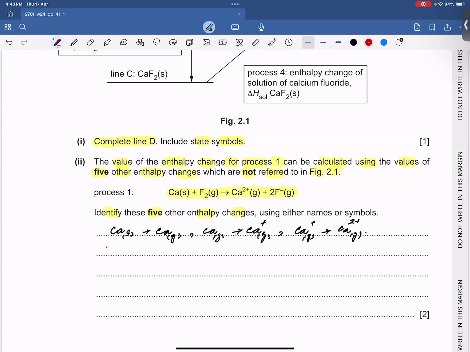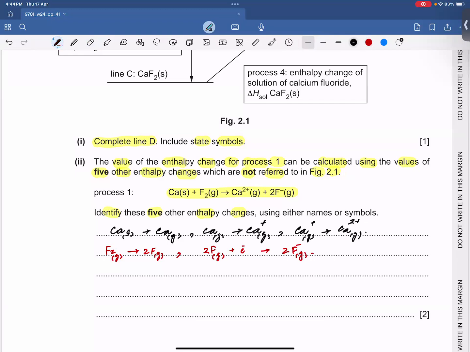On the other hand, we have fluorine molecule gas converting into 2 fluorine atoms. So it's basically atomization of fluorine. This is atomization of fluorine. In the next stage, gaseous fluorine atom will gain electron and convert into gaseous fluoride ion. And that's electron affinity, okay?